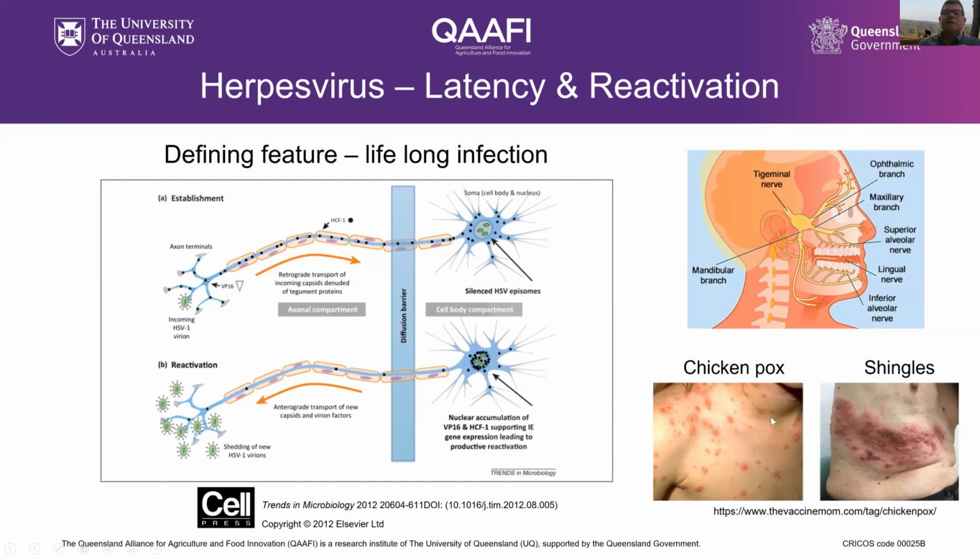Later in life, this chickenpox virus is unusual because it undergoes reactivation, the same process as herpes virus 1, but after a very long time interval. This could be 50 or 60 years in some people, to cause what we call shingles, usually on the torso. It has a very different clinical presentation, and we don't really understand why that's the case.